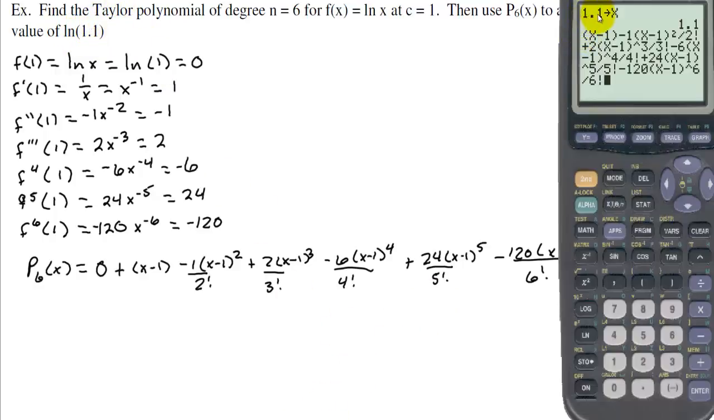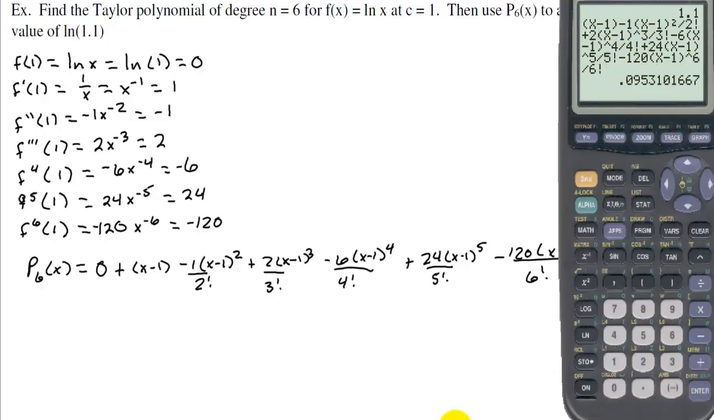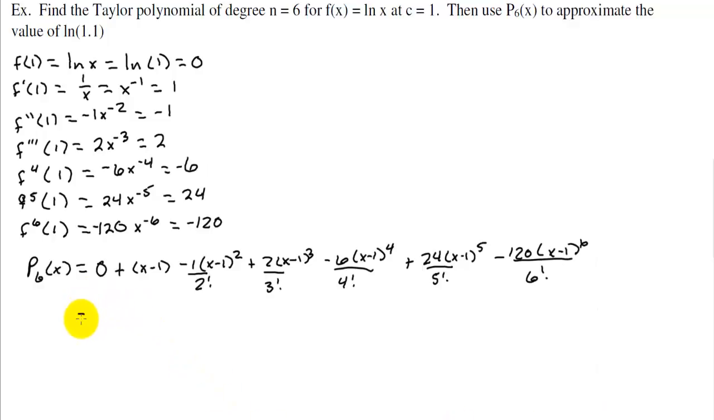So I've stored 1.1 into x so that I don't have to type 1.1 every time. I can just type x. So I have it all typed out. We press enter and we get 0.095. So the approximation is 0.095.